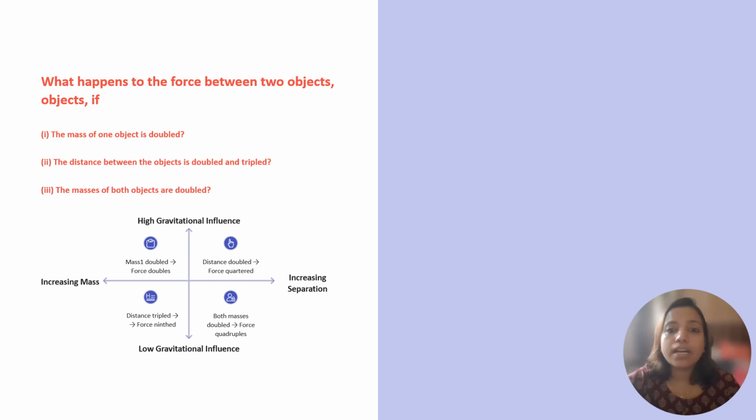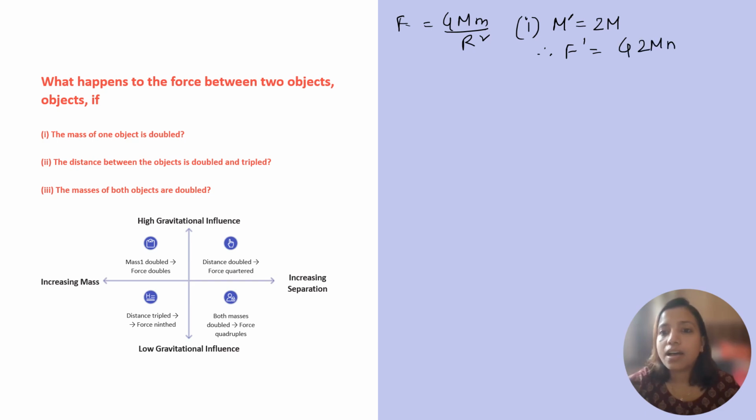So we know that F is equal to G M m by r square. In the first question, the mass of one object is doubled. So we can take either of the masses. Let me take that capital M is now doubled, so the new mass is, let's say, M dashed equal to 2M. Now we substitute this M dashed in our equation. So F dashed, our new force, would be G 2M m divided by r square.